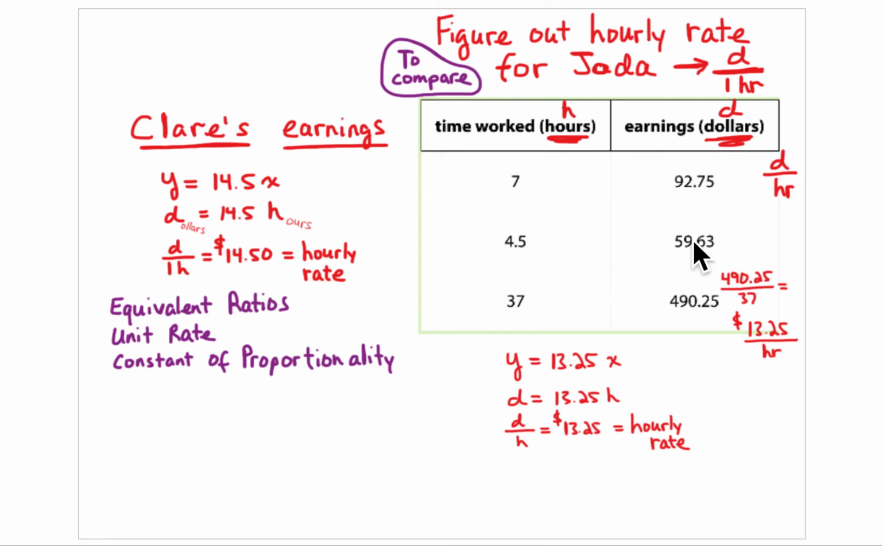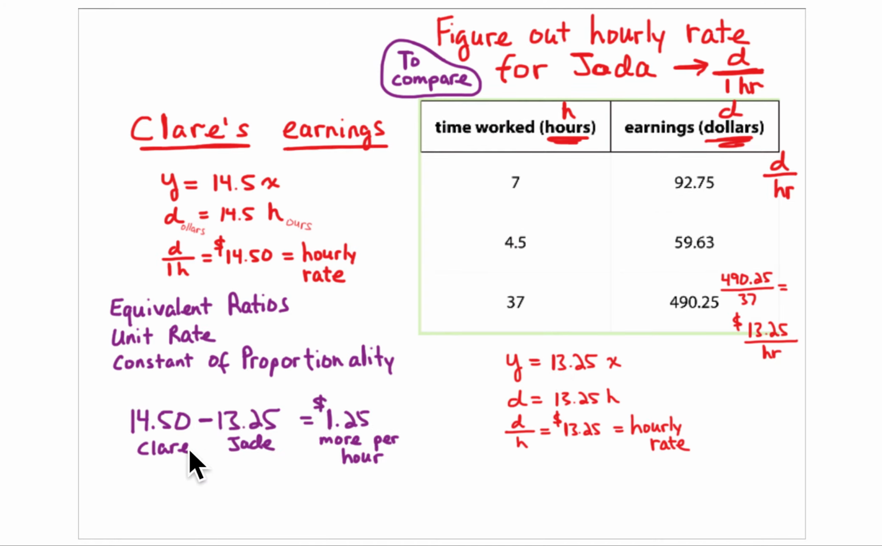Those are equivalent ratios. As you look down this table, $92.75 divided by 7, $59.63 divided by 4.5, and so on, they're all equal to each other. For Claire's situation, it's $14.50 per 1 hour, $29 per 2 hours, 3 times $14.50 per 3 hours. Those are equivalent ratios, and you can begin with the unit rate: how much per 1 hour in each case. It's the constant of proportionality. Any of these you could call the constant of proportionality without simplifying it. But usually we simplify it to the unit rate because you want to know how much per one unit.